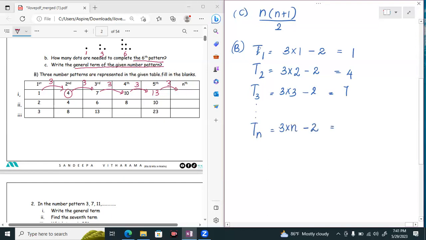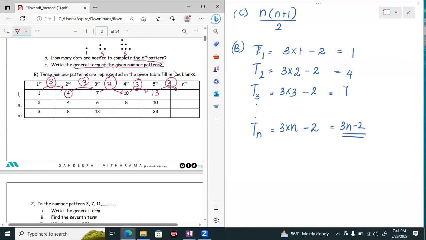n term එක කියලා කියන්නේ. Then instead of 1, 2, 3, we have to substitute n. Then 3n minus 2. This is how we obtain the general term for the number patterns with common difference. Okay, we call this 3 the common difference. මේ 3 එකට අපි කියනවා ළමයි common difference එක කියලා.